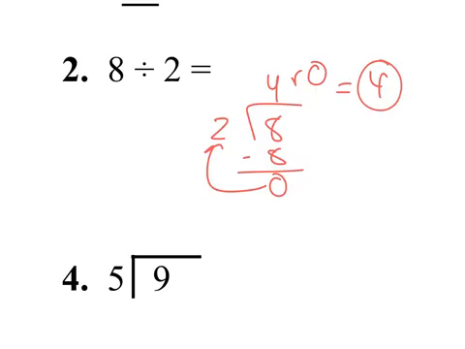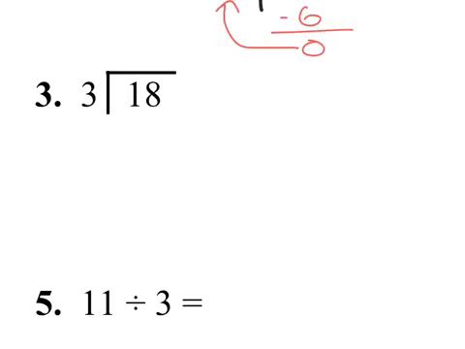Number 3, I've got 18 divided by 3. So how many times will 3 go into 18? Or what number, when I multiply to 3, will get me 18, or as close to 18 as possible without going over? That's the number 6. 6 times 3 is 18. Subtract those, I get 0. My remainder is smaller than my divisor, so I'm done. So my answer is 6, remainder 0.